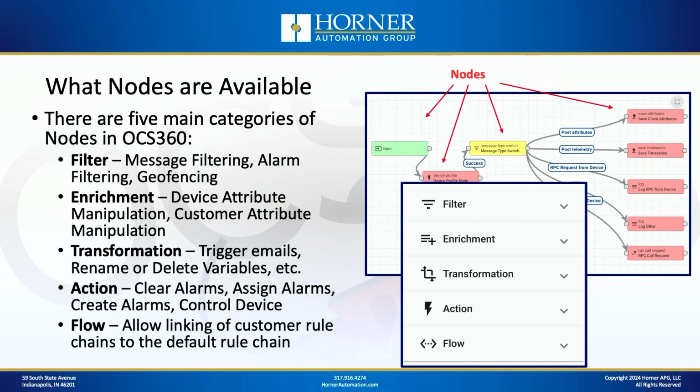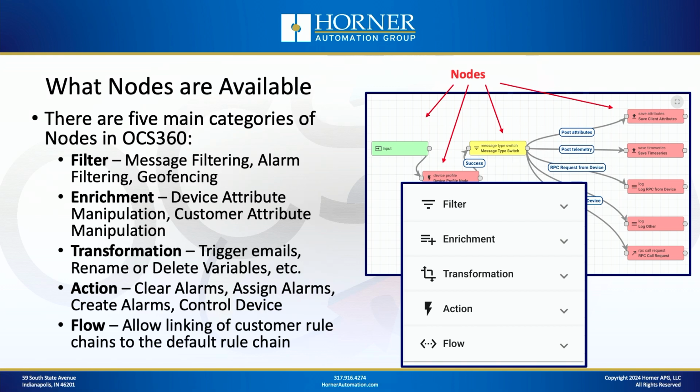So again, we said that rule chains are a node-based logic language. The building blocks of the rule chain are nodes. And there are literally a few dozen different nodes available for you to use in your rule chain logic. They're divided into 5 different categories, and we've got the categories there on the screen. So there's the filter category. What's that used for? Well, it can be used for message filtering, alarm filtering, even geofencing. What are the enrichment nodes for? Well, you can manipulate device attributes, customer attributes, that sort of thing.